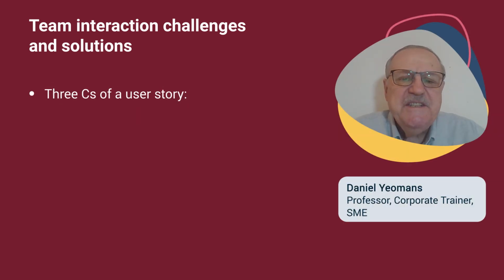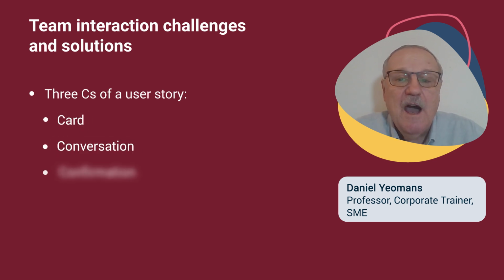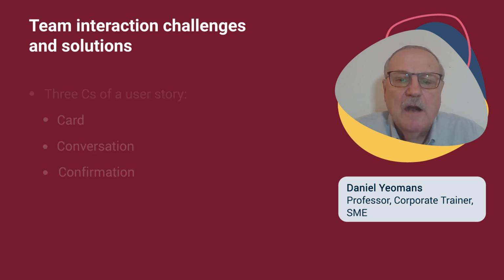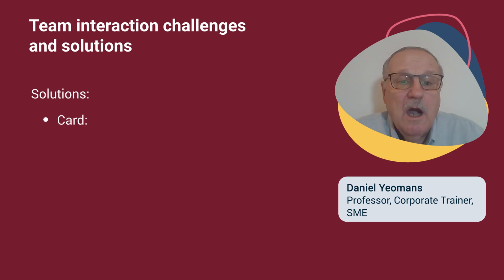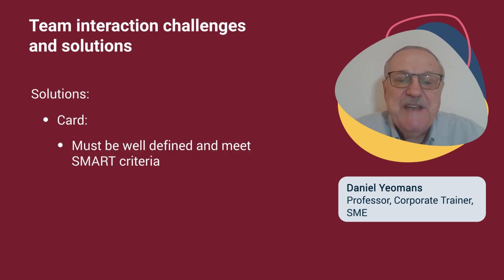Let's use the 3 C's of a user story: the card, the conversation, and the confirmation. The product owner is the keeper of the product backlog. Each user story or card must be well-defined and satisfy SMART, S-M-A-R-T, criteria. That stands for specific, measurable, achievable, relevant, and timely.